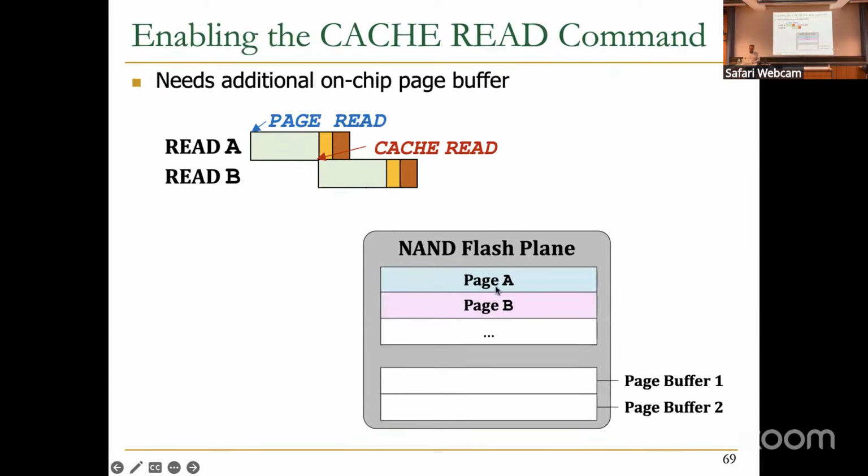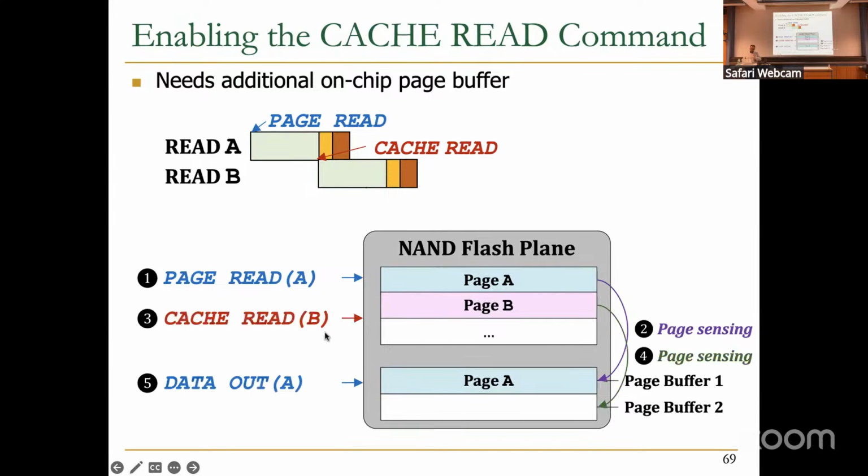So here in this picture, I'm showing a little bit more detail. We are sending page read A, and then we do this page sensing. So we have page A in the page buffer, and at the same time we already send the cache read command for B. When we are done with the sensing of page A, we can start sensing for page B. And we have another page buffer, so we can do the sensing of page B into another page buffer. So with this, you can overlap some time.